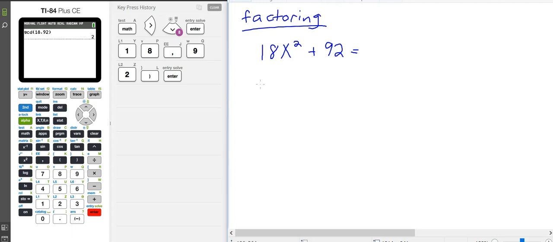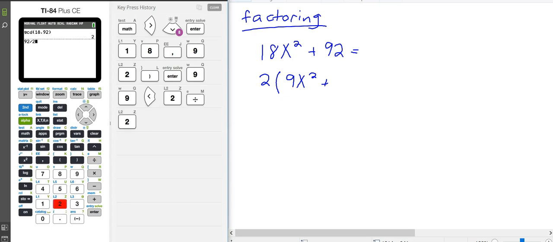So we can pull out a 2, and we're going to do 18 divided by 2 is 9. So 18x squared divided by 2 is 9x squared. And 92 divided by 2, we can use the calculator. 92 divided by 2 is 46.